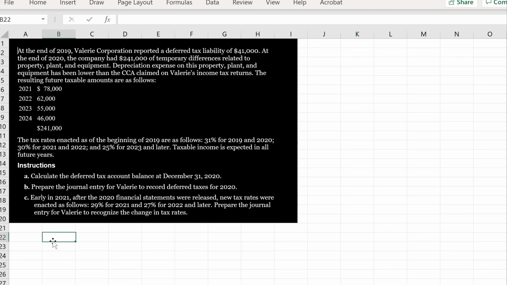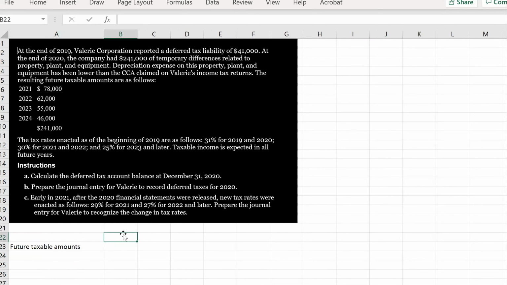So what we need to do to calculate the deferred tax balance at the end of 2020 is we need to have future taxable amounts. So what's the impact on tax in the future? And we're going to run the year across the top here. So we're going to have the year, which is going to be 2020, 2021, 2022, 2023, 2024, and total. The reason we're doing this is because we're trying to figure out in the future what's going to happen for tax so we can figure out what the balance is at 2020.